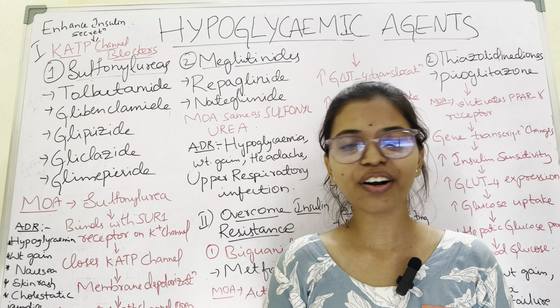Okay, so we'll give the oral hypoglycemic drugs to make the body cells respond to the insulin. The drugs will make the body cells respond to the insulin when it is released from the beta cell.